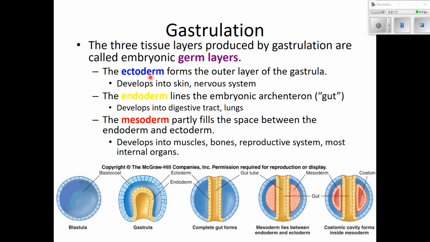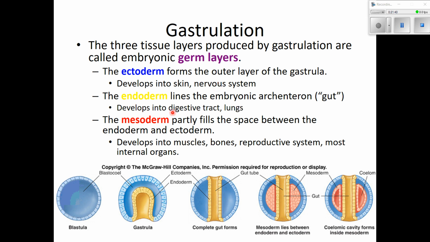So ectoderm cells specialize so that they can only develop into skin and other types of coverings in the body, like the linings of your body cavities and your nervous system. Kind of interesting that the same cells that give rise to skin also give rise to spinal cord, brain, and nerves. You wouldn't necessarily have assumed that, but that's the case.